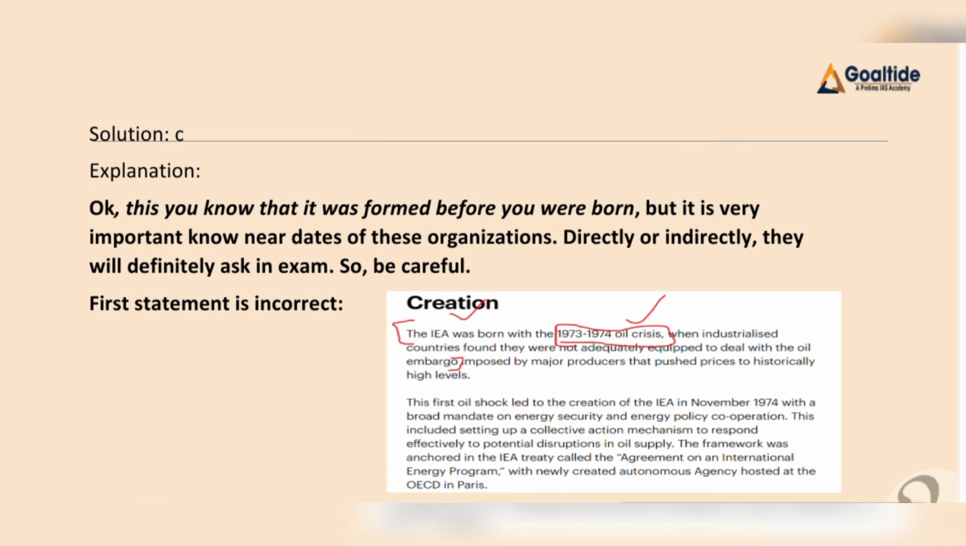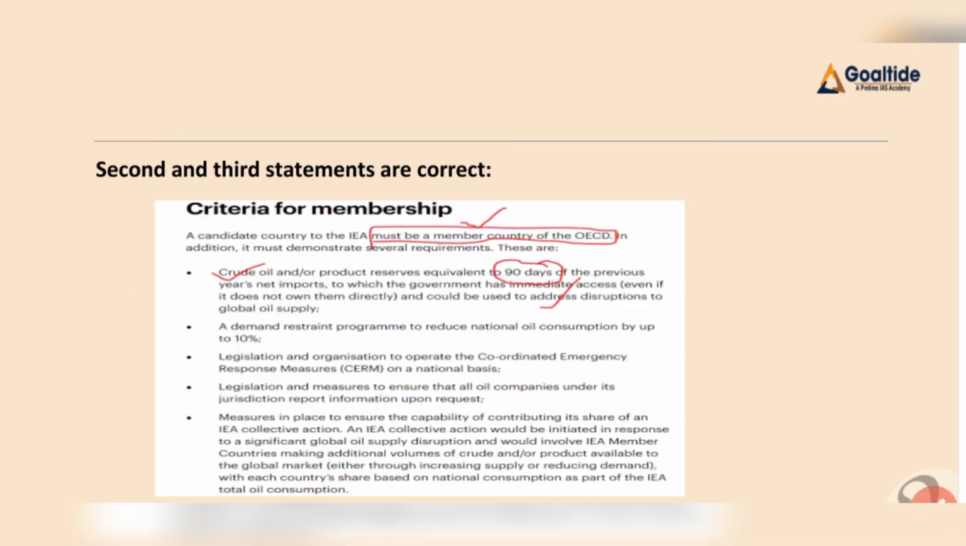So here we can say our first statement, that is incorrect one. Why? Because International Energy Agency was born after 1973 and 1974 oil crisis, right? And not soon after Second World War. So our first statement, that is incorrect one. Now our second and third statement both are correct one.